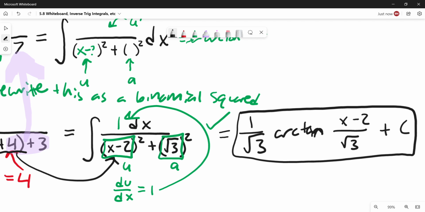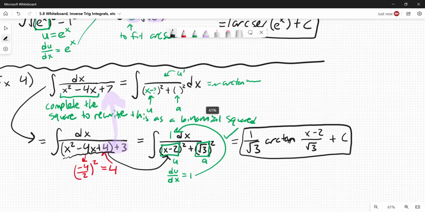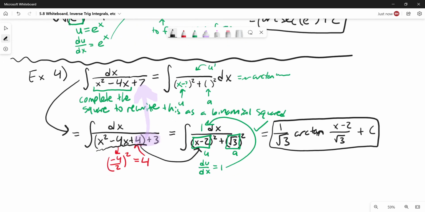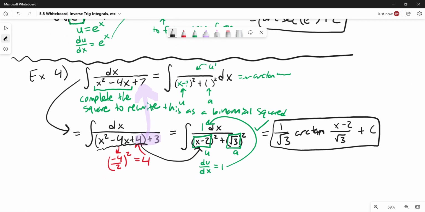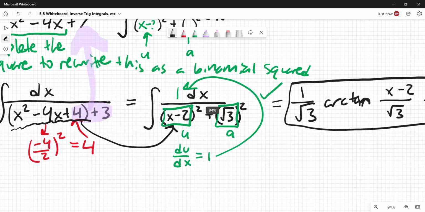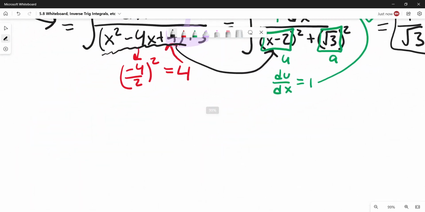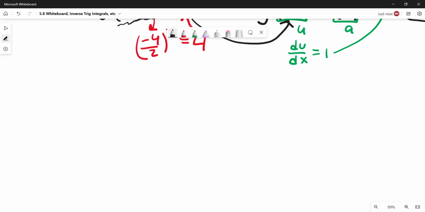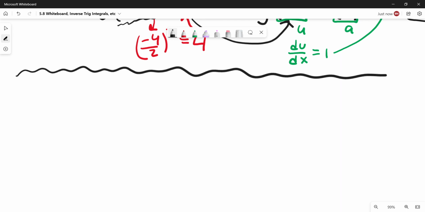All right, we're going to do example 5, which again looks a little tricky. Again, if I zoom out to show you the whole problem in case you need to pause it, that's example 4. Okay, example 5.